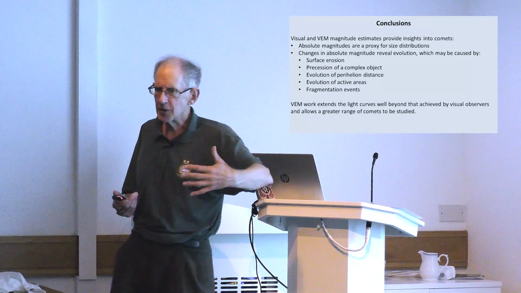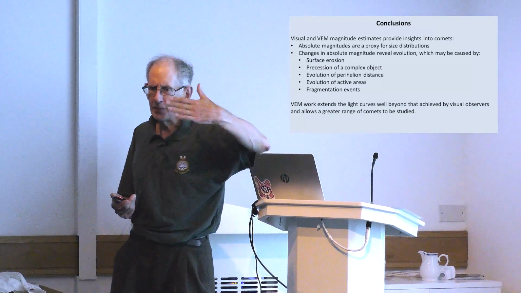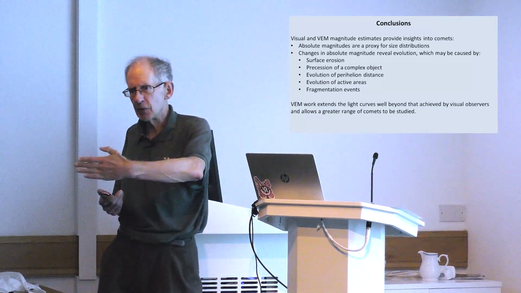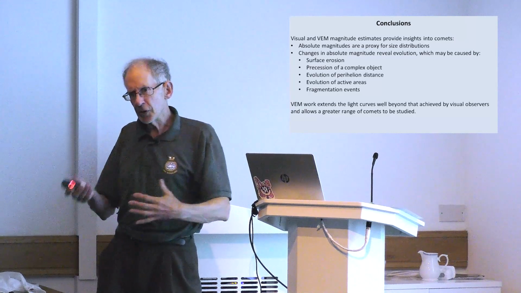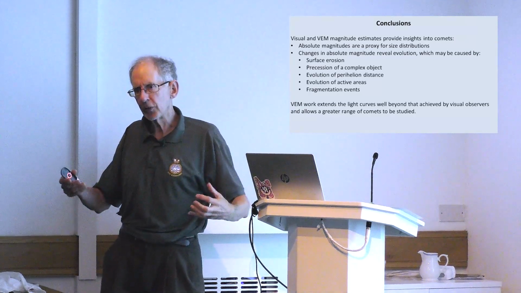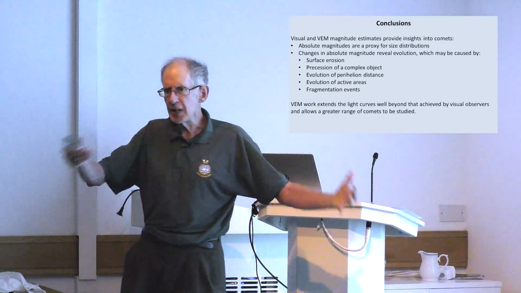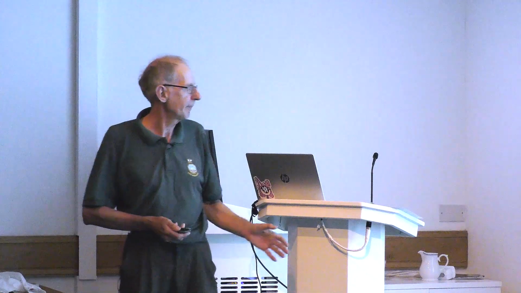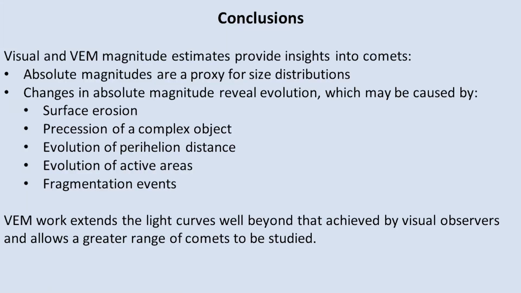And coming from the Antarctic, glaciers evolve in a variety of ways when they reach the sea. Most of the erosion is in small bits, but every now and again, there's a really large event that sends a big iceberg out to sea. A really important point is that the visual equivalent magnitudes extend the light curve way beyond what a visual observer can do, and to many comets that are simply too faint for the visual observer.